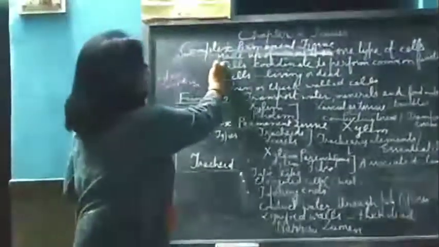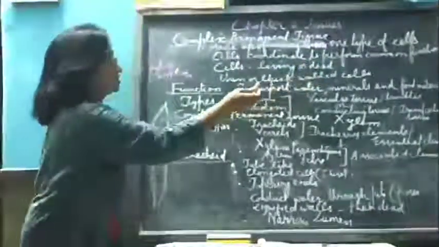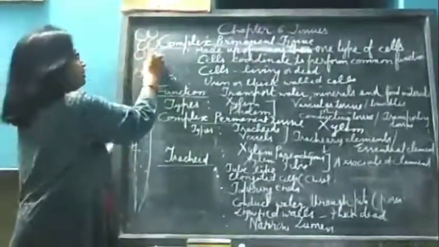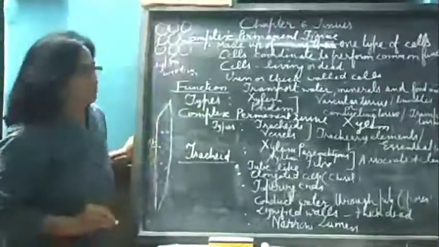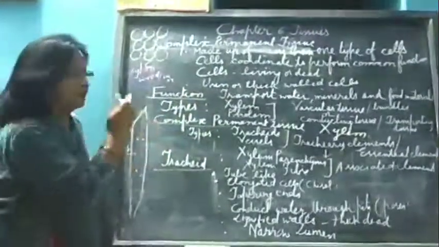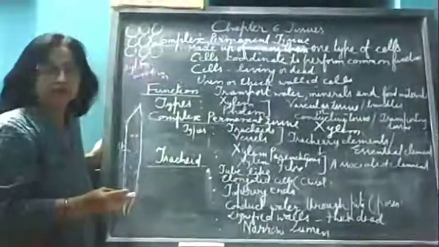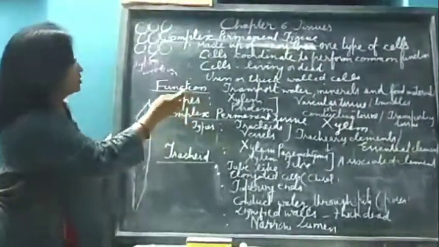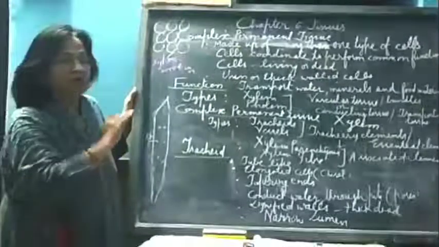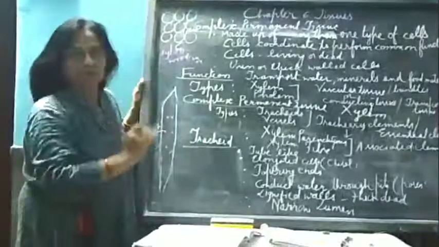So complex means, as the name says, they are made up of more than one type of cell. In simple tissue we have seen in parenchyma all the cells are of the same type, but here they are made up of different types of cells. But all the cells coordinate to perform a common function, because different types of cells combine and perform a single or common function. They will not work separately. Means there is very good teamwork.